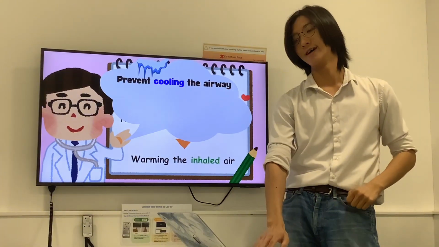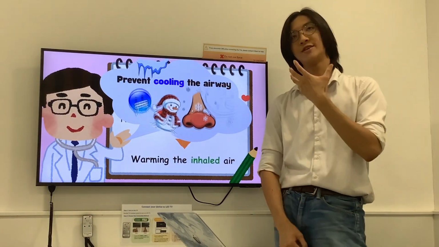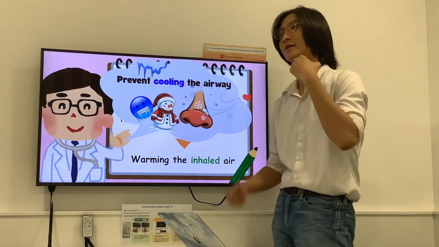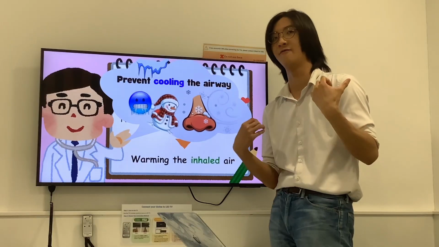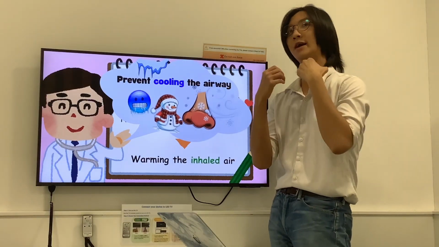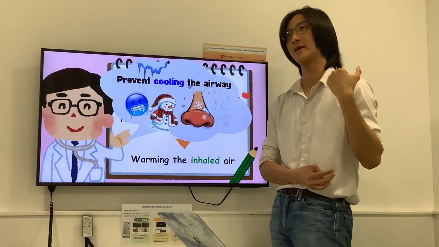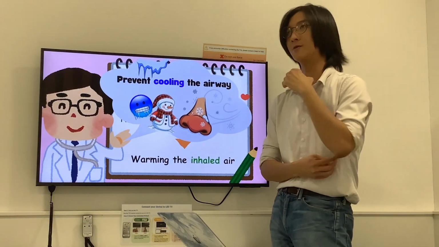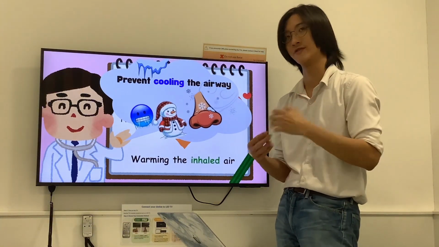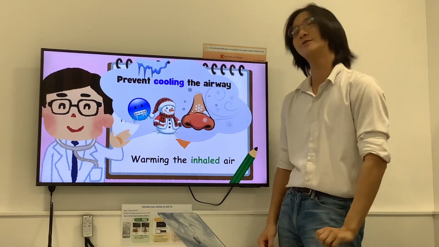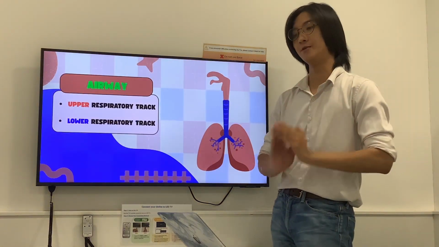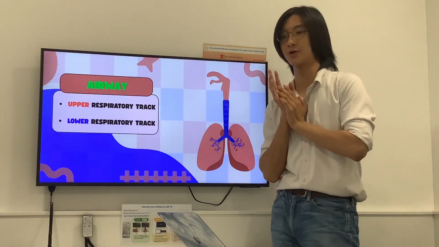If we didn't have this structure, that amount of blood vessels, we would probably get irritation in our airway. We would get stimulation on it, and probably cough or something. So it is definitely worth having this structure.